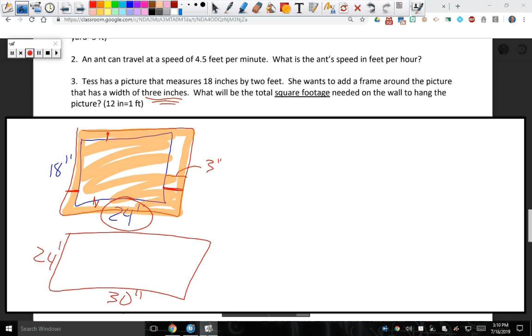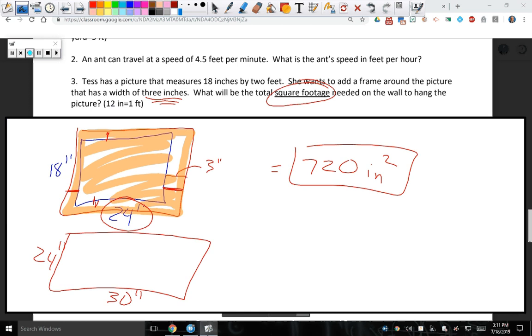24. So you could just do 24 times 3, add the 0. Okay, so what? 720. 720 what? Inches squared. Is that correct? You all agree? Oh, nice catch. Okay, square footage. So this is incorrect. Nice catch, because it's not in feet.